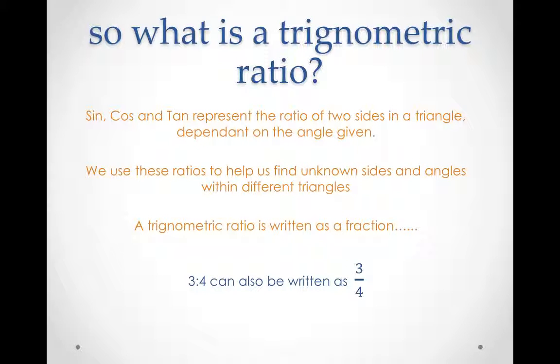So, what is a trigonometric ratio? Sine, cos and tan simply represent the ratio of the lengths of two sides in a triangle, dependent on what given angle is in the question. Number two, we use these ratios to help us find unknown sides and angles within different triangles. Number three, a trig ratio is written as a fraction. When we go back to what we did with ratios earlier in the year, we know that the ratio 3 to 4 can be written as a fraction as 3 over 4.